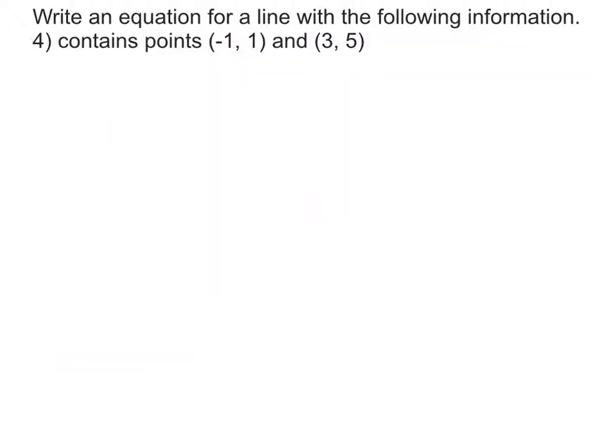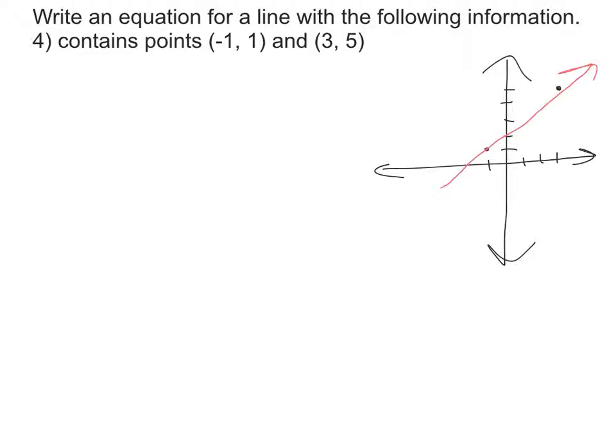Let's look at one more. Here I have 2 points, (-1, 1) and (3, 5). On this one, if we draw the sketch, (-1, 1) will be there. (3, 5) will be up here. We can draw the line in. Not a great effort, but close enough.